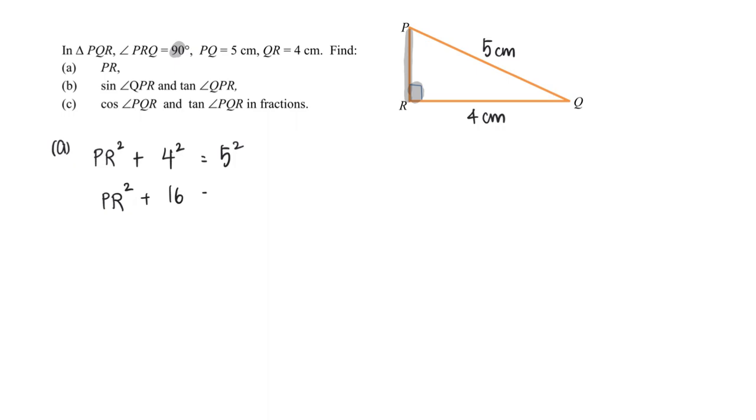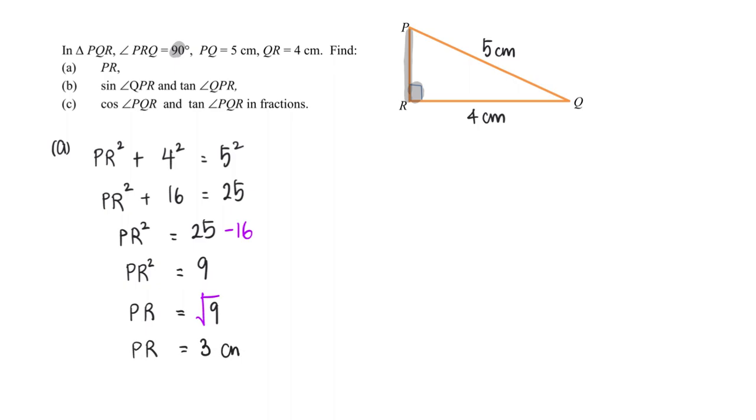4 square is 16, this is 25, so for my PR square, I will have to minus 16 on both sides, so that my left hand side no more 16, 16 minus 16 is equal to 0. I will have 25 minus 16 on my right hand side. So this will be equal to 9, and therefore my PR will be the square root of 9. This will give me a value of 3, so 3 cm.